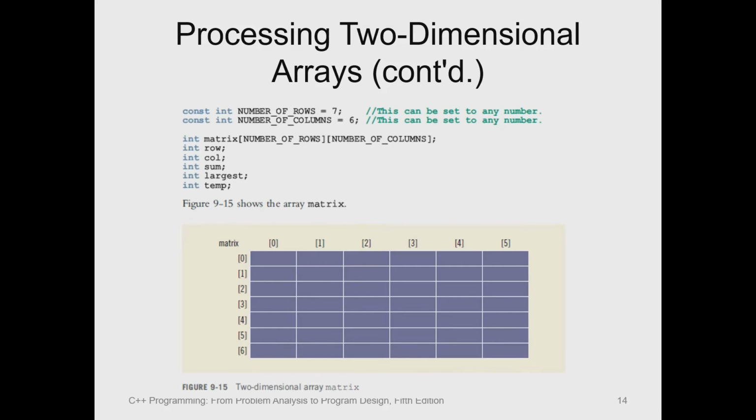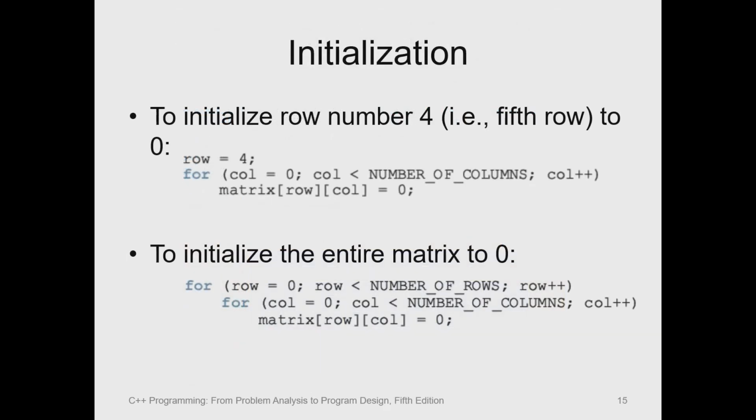But if you want to initialize the entire matrix to 0, you need to use a nested loop instead of a single loop. So there will be two loops. The first loop is the outer loop, and the second one is the inner loop. For the outer loop, we assign it to the row, and the inner loop will be assigned to the column. Then, same as what we did in initializing row number 4 to 0, we always use the name of the array, in this example matrix, and then the subscripts row and column for the index of row and index of column, and assign it to 0.